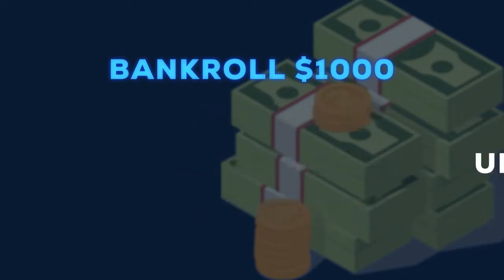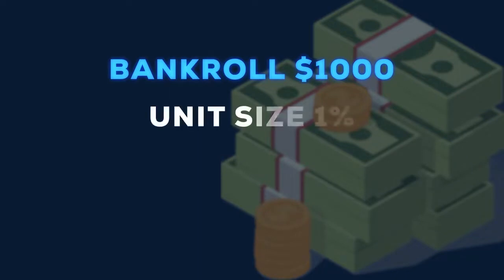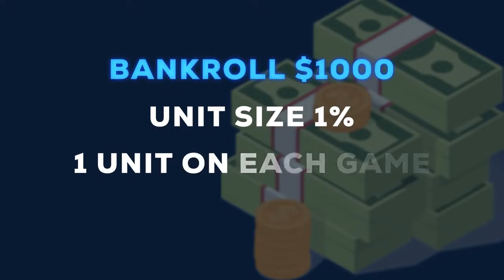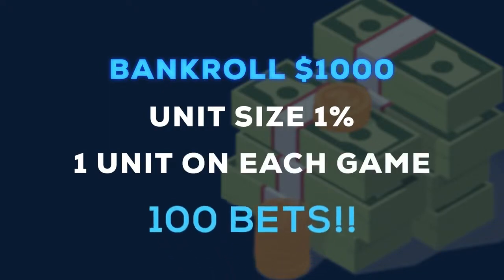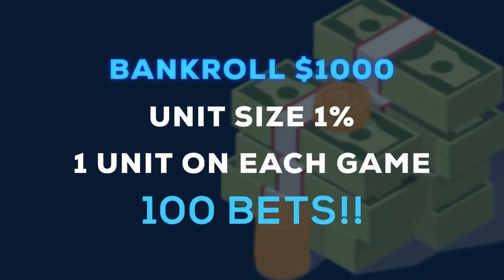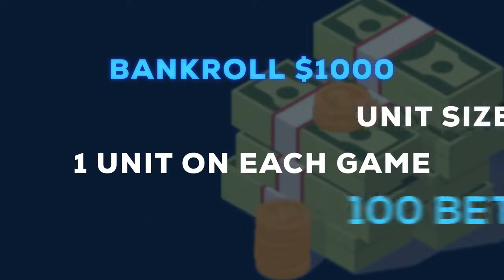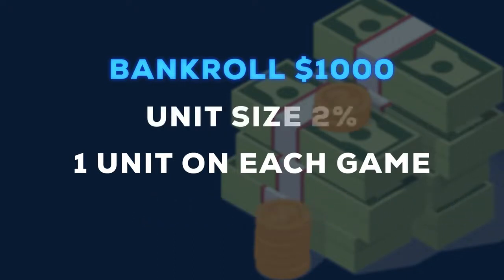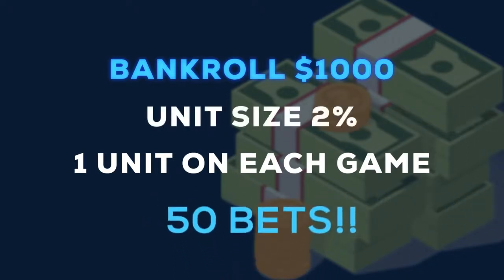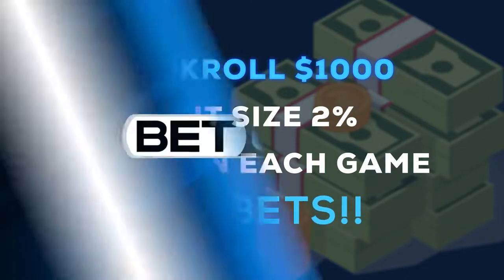You can look at it this way. If your unit size is 1% on a bankroll of $1,000, and you only bet one unit on each game, you have 100 bets that you can lose without winning a single bet before your bankroll is completely gone. If your unit size is 2%, you have 50 bets you can make before your initial investment runs out.